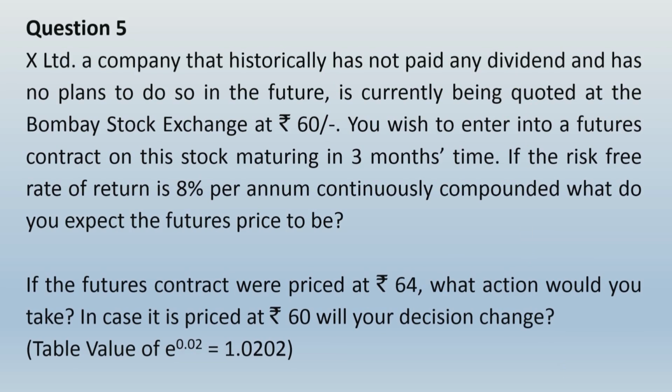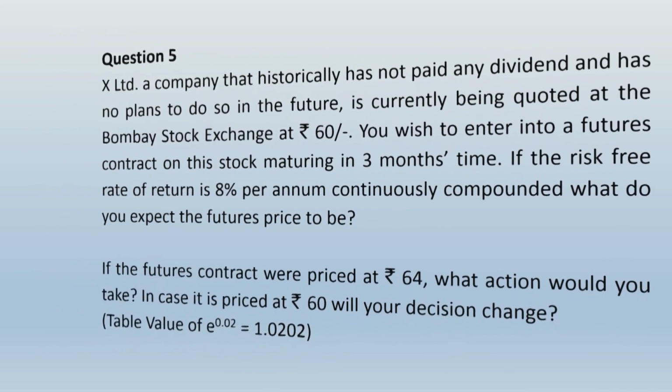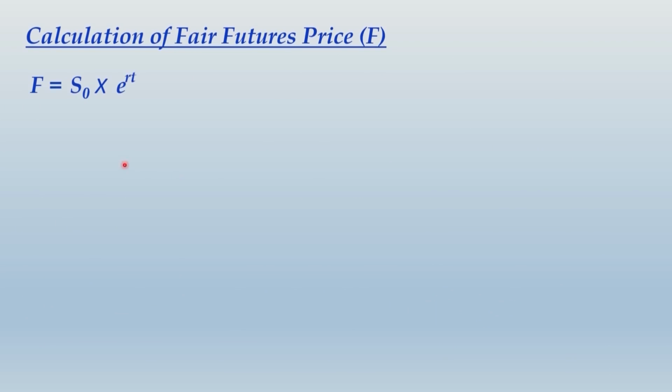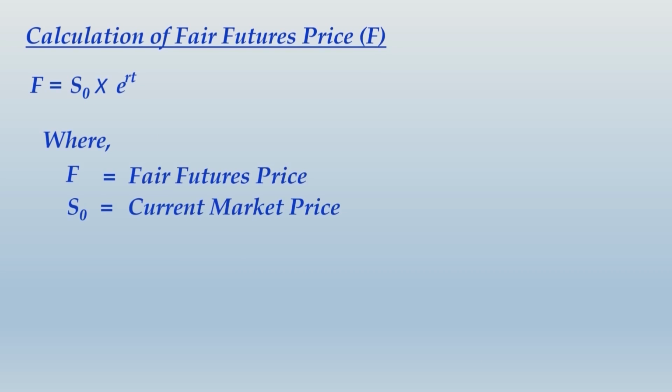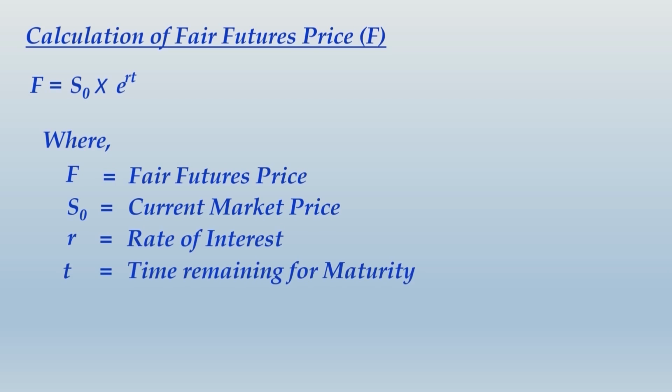So let us understand how to present the solution. When you have to write up the solution, first you calculate the fair futures price and you write the equation for fair futures price as spot price into e raised to RT, and explain the variables when you are writing up the solution. Once you have defined all these variables, you may substitute the values. Alright friends, let us move ahead.